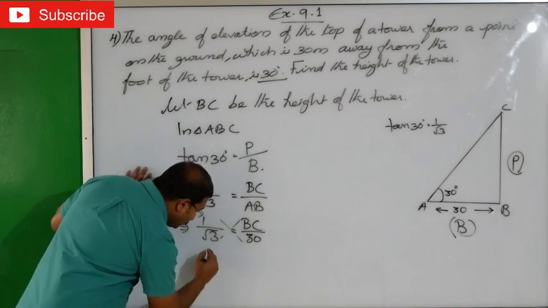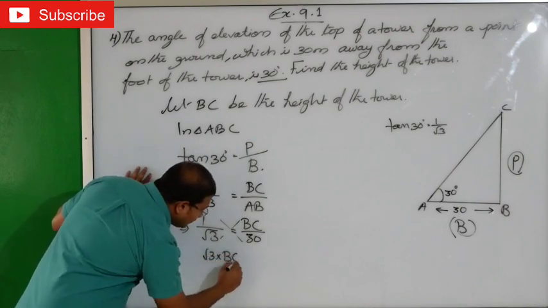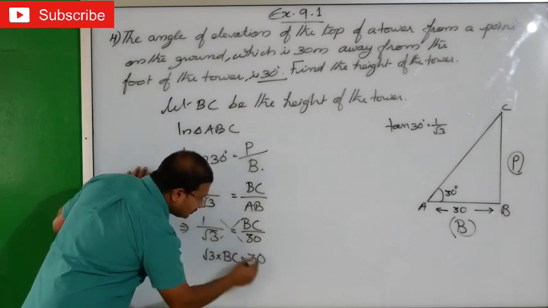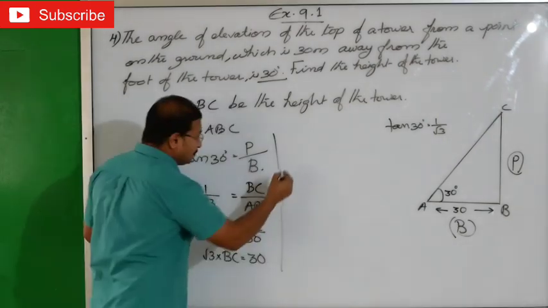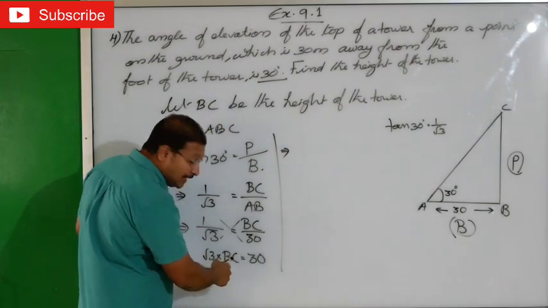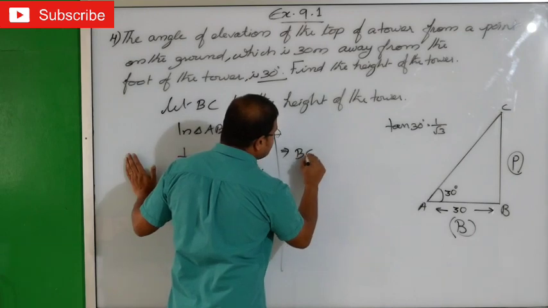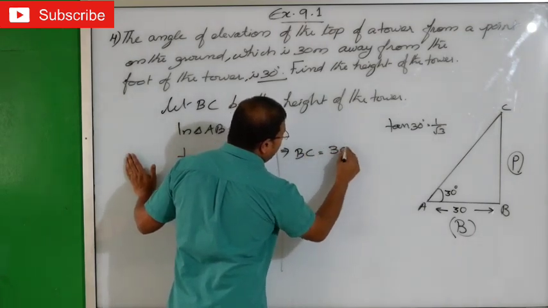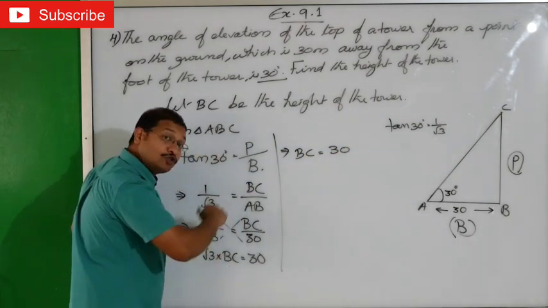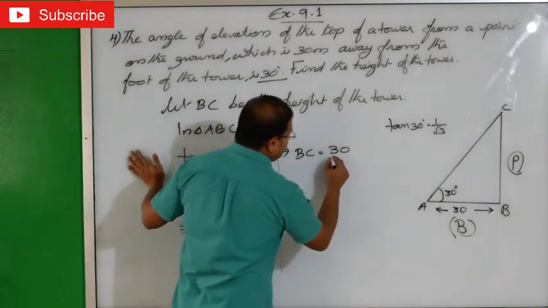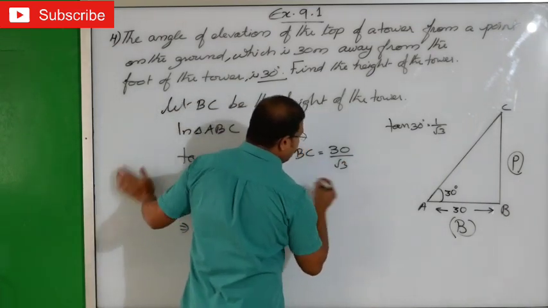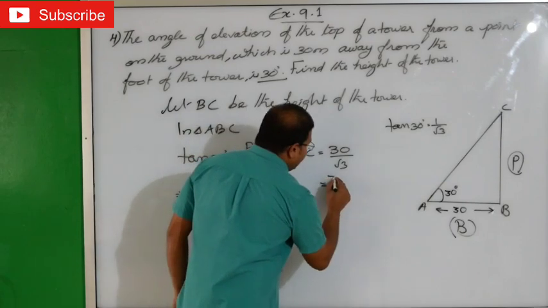That means what you will do? Root 3 into BC equals 30 into 1, 30. Ready? Implies, now we will take only BC. BC equals 30, root 3 is multiplying, goes to the next side, divide. That means divide by root 3. Now what do you do?